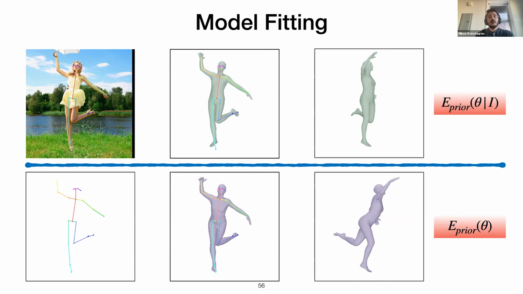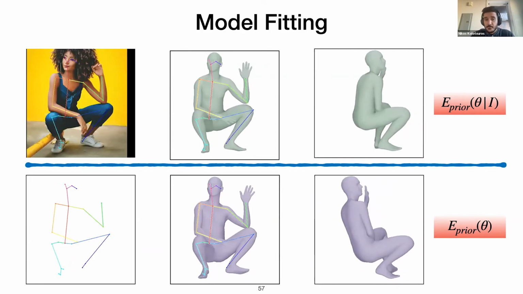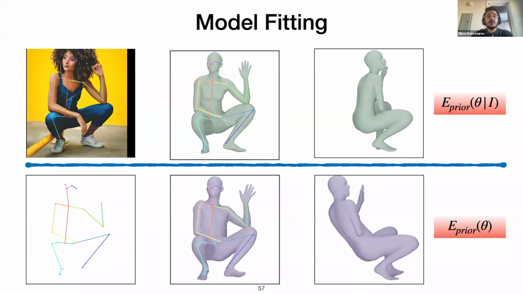At the same time, fitting with our image-based prior speeds up convergence as well. And here's another example. Again, the first row refers to fitting with our image-based prior, whereas the second row with the generic 3D prior.